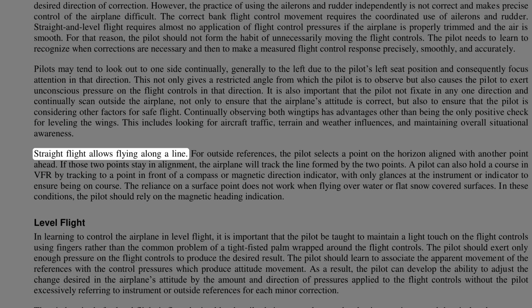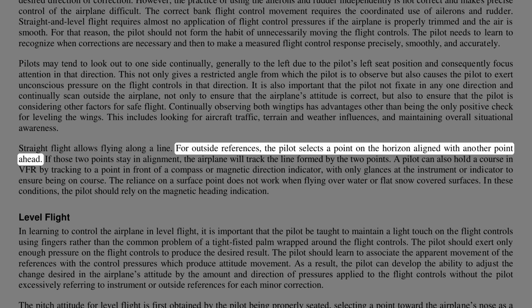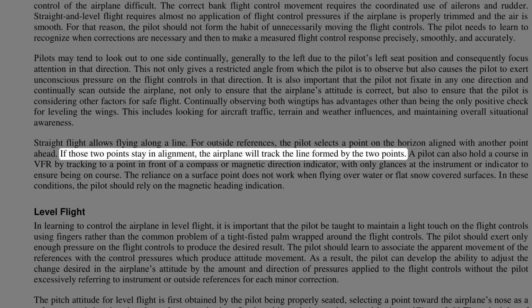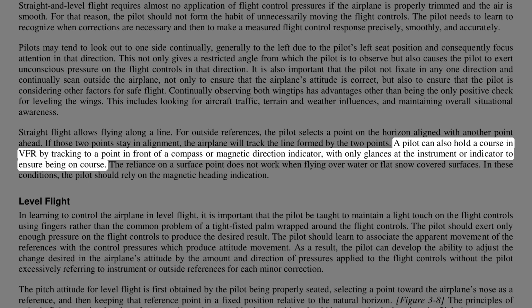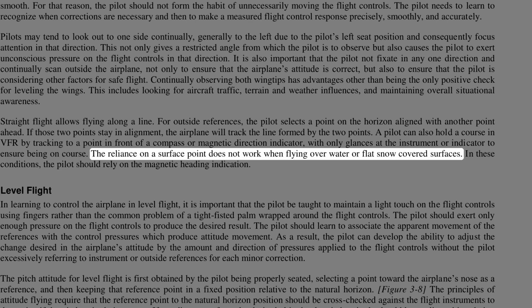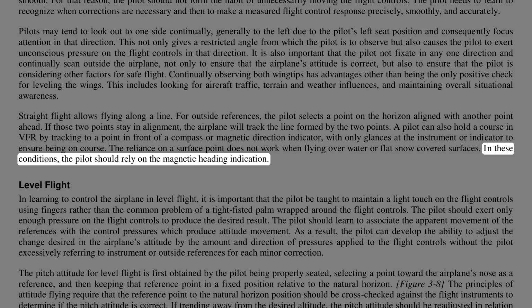Straight flight allows flying along a line. For outside references, the pilot selects a point on the horizon aligned with another point ahead. If those 2 points stay in alignment, the airplane will track the line formed by the 2 points. A pilot can also hold a course in VFR by tracking to a point in front of a compass or magnetic direction indicator, with only glances at the instrument or indicator to ensure being on course. The reliance on a surface point does not work when flying over water or flat snow-covered surfaces. In these conditions, the pilot should rely on the magnetic heading indication.